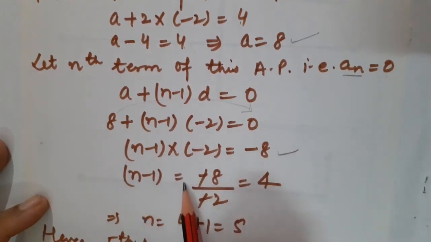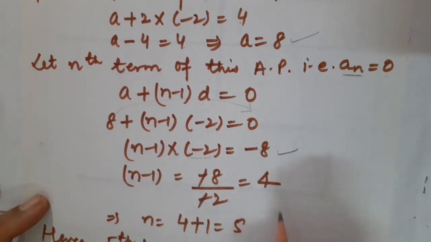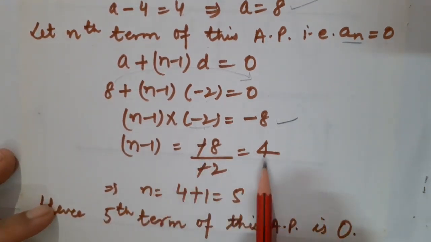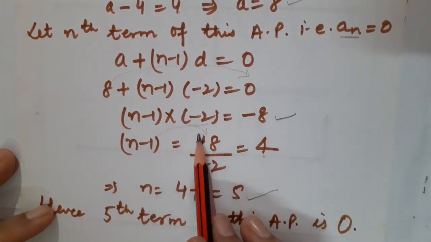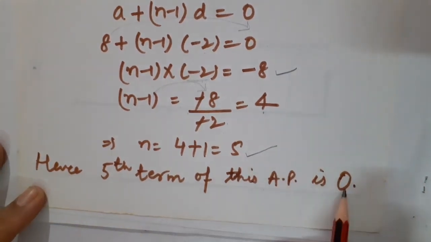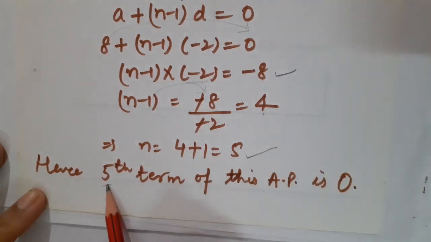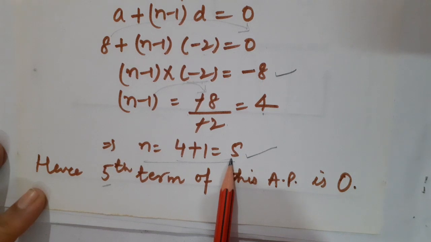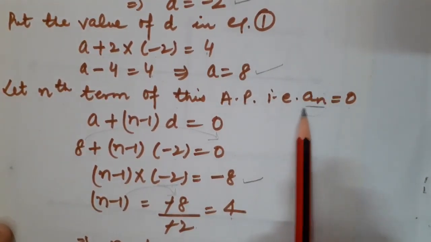So this is n minus 1 is equal to minus 8 upon minus 2. Why upon minus 2? Because minus 2 is multiplying here, so it will be divided on the right hand side. Minus and minus are going to be cancelled. So I have got n minus 1 is equal to 4. So what is n? That is 5. 4 plus 1 will give you 5. Hence, the fifth term of this AP is 0. Because what was said in the question? Which term of the AP is 0? So definitely the fifth term will be 0, because that was considered as the nth term and I just put the nth term equal to 0.